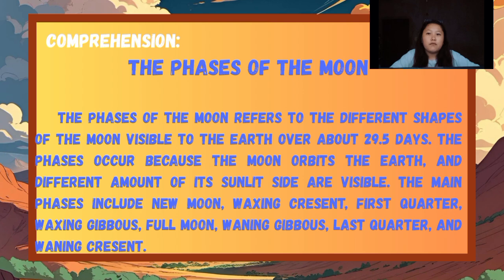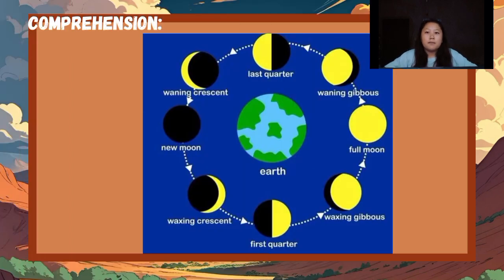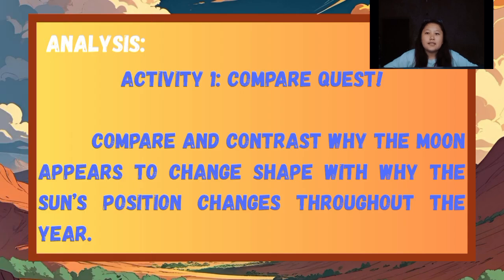The phases of the moon refer to the different shapes of the moon visible to the earth over about 29.5 days. The phases occur because the moon orbits the earth and different amounts of its sunlit side are visible. The main phases include new moon, waxing crescent, first quarter, waxing gibbous, full moon, waning gibbous, last quarter, and waning crescent. So that is for the summary. I also presented some illustrations for them to better understand the different phases of the moon and its circular motion.